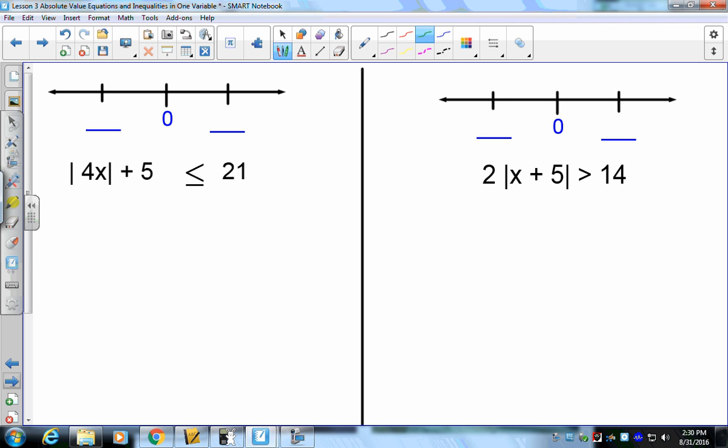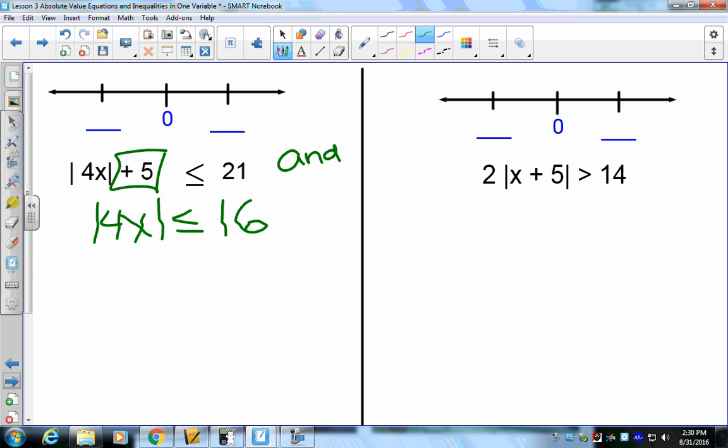All right, taking a look at these. If you want to pause the video and try it on your own and then come back and check your answers, it might be a good thing to do. All right, make sure first that you go ahead and isolate that absolute value. Now that it's isolated, I can go ahead and set it up. Noticing that it's a less than, so it's going to be an and.